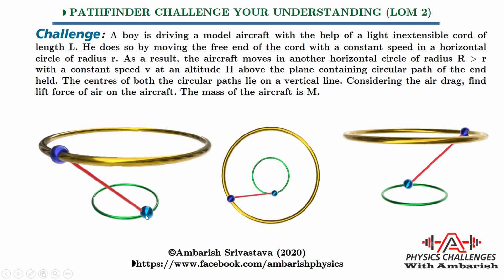And let's say your hand is moving along the green circle. The red one is the string connecting the aircraft and your hand, and you're moving your hand along the green circle. So what will happen, because of the pull of the string, it's going to go in a circle. So this is the geometry of the problem. I've shown various views for easy comprehension of the problem. So this is the three-dimensional view, and this is how it will look in the top view.